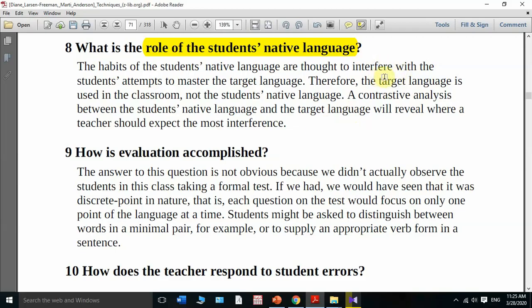Therefore, the target language is used in the classroom. So only the target language, not the student's native language. So simply put, we do not have any native language in the classroom.